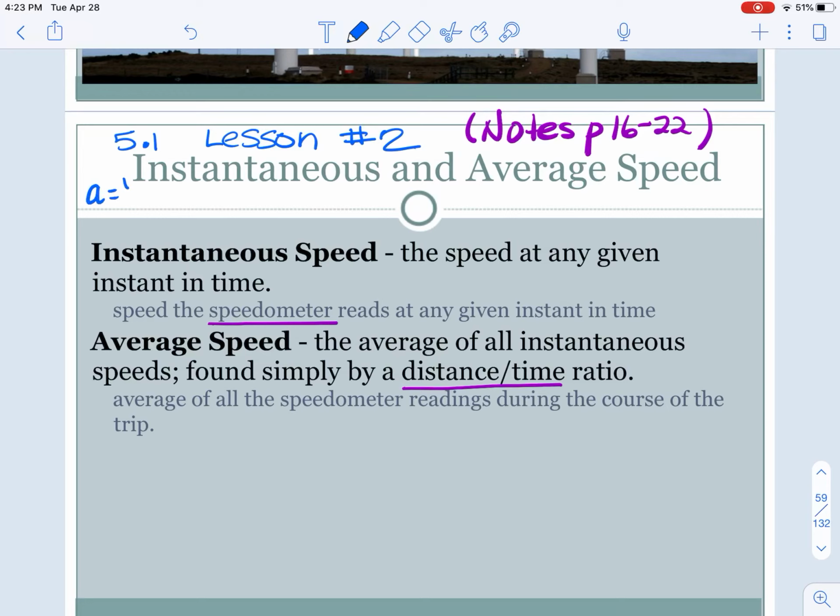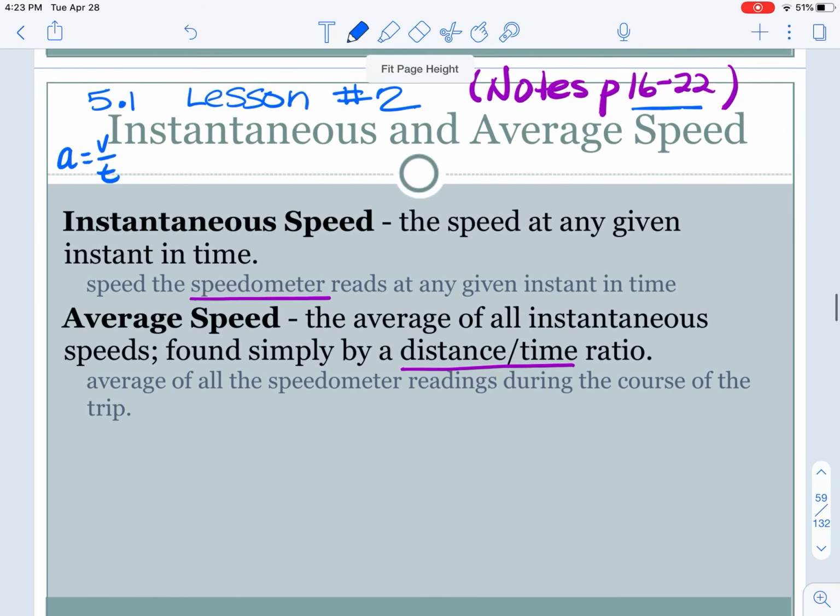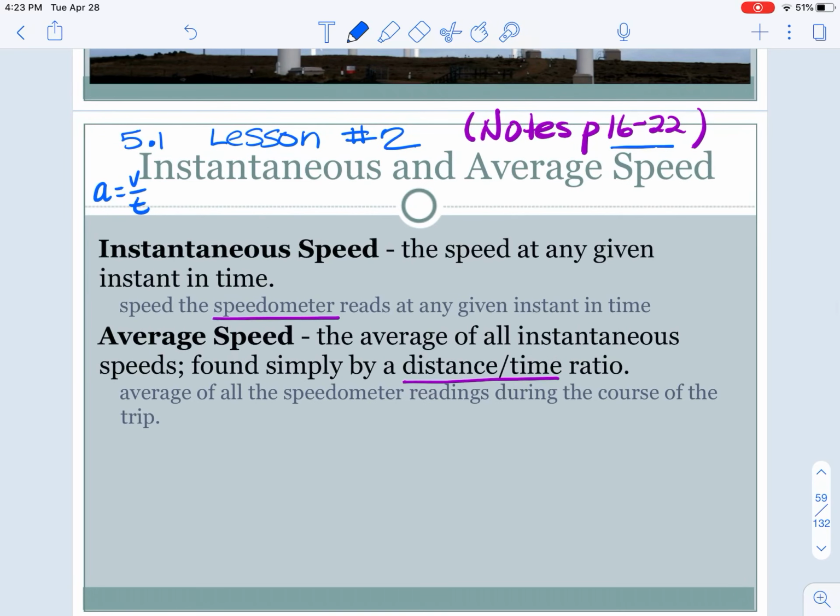Hi Science 10, this is our second lesson for 5.1, and the main topic is the formula acceleration is equal to velocity over time. And I'm just letting you know that in your notes, pages 16 to 22 is where this lesson is about, and it's the last of our 5.1 section.